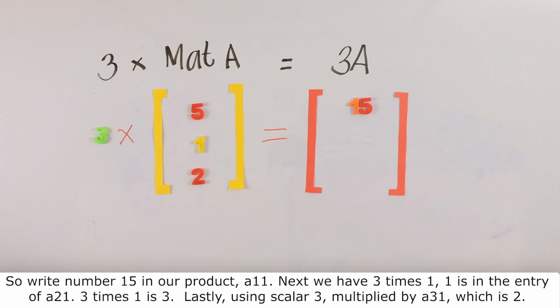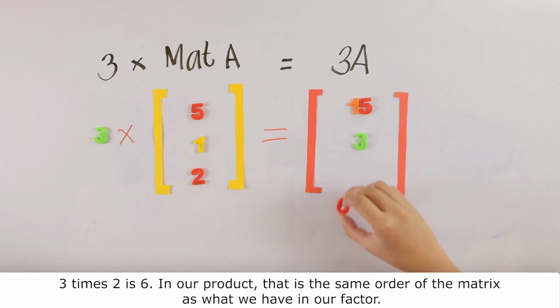Next, we have 3 times 1. 1 is the entry of A sub 2,1. 3 times 1 is 3. And lastly, using the scalar 3 multiplied by A sub 3,1, which is 2, 3 times 2 is 6. So in our product, that is the same order of the matrix as what we have in our factor.